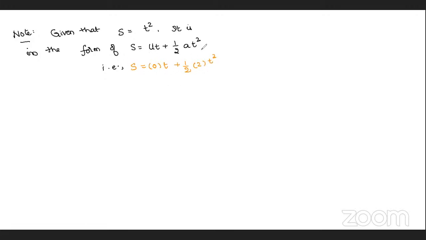Half a t square. If you check, this is exactly okay, no problem. That implies s equals t square, exactly the given equation I got here. That one I am writing in this form, meaning suppose if they ask. The voice is a bit low. That is a common issue.